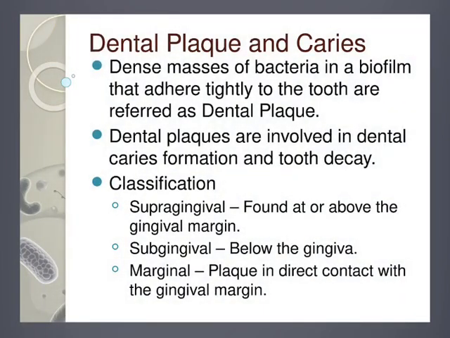Dental plaque is a dense biofilm of bacteria tightly adhering to teeth. It plays a central role in tooth decay. Plaque can be supragingival, found above the gum line, subgingival below it, or marginal, directly in contact with the gums. Recognizing these classifications helps us target prevention and treatment effectively.